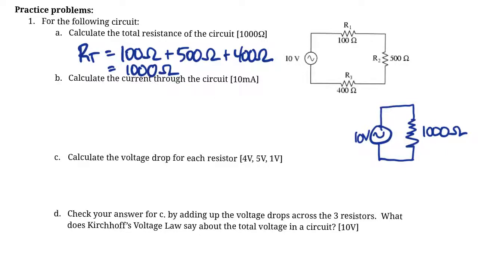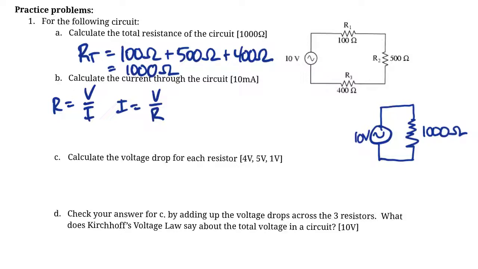So when we do that, we can easily calculate the current through the circuit, because all we have to do is use Ohm's law. Ohm's law states that resistance is voltage over current, right? Or if we want to solve for current, we could just rearrange that, or swap that R and that I, to give us that current is equal to voltage over resistance.